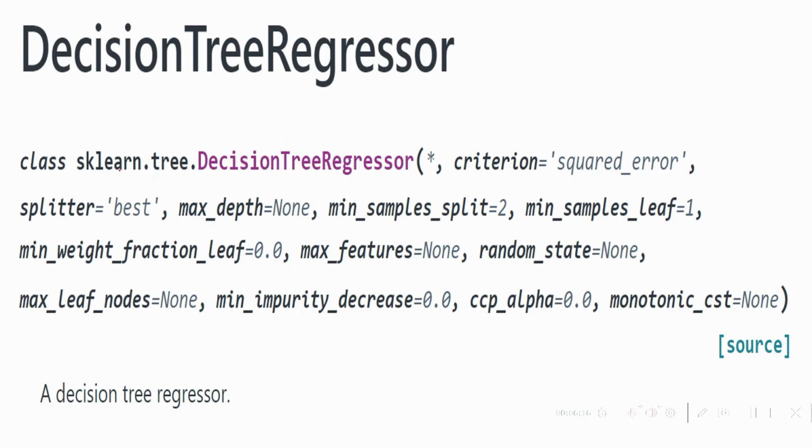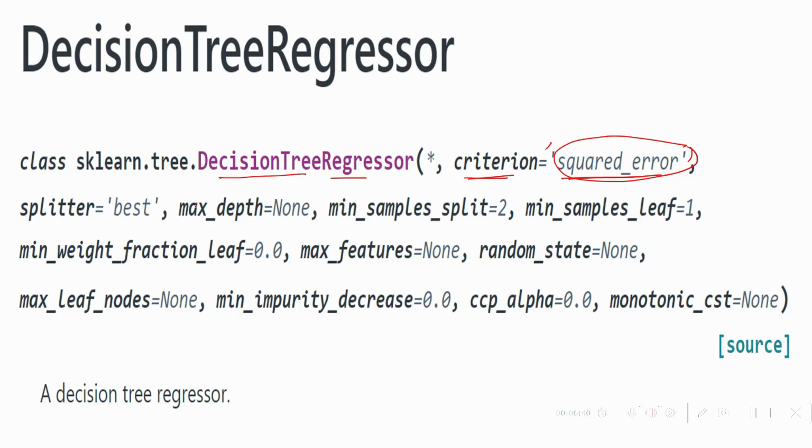Now, the class sklearn.tree.DecisionTreeRegressor, the criterion equal to squared error. If it is a decision tree classifier, the criterion equal to Gini value or entropy value. Different types of entropy things are there. But this is a regression, so the criterion changes to squared error.